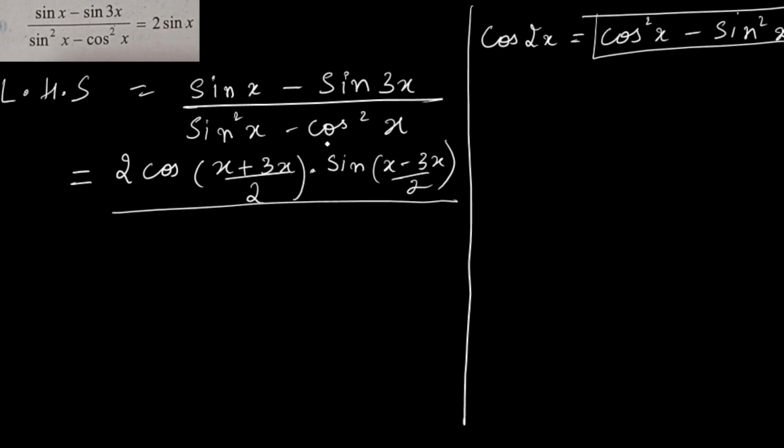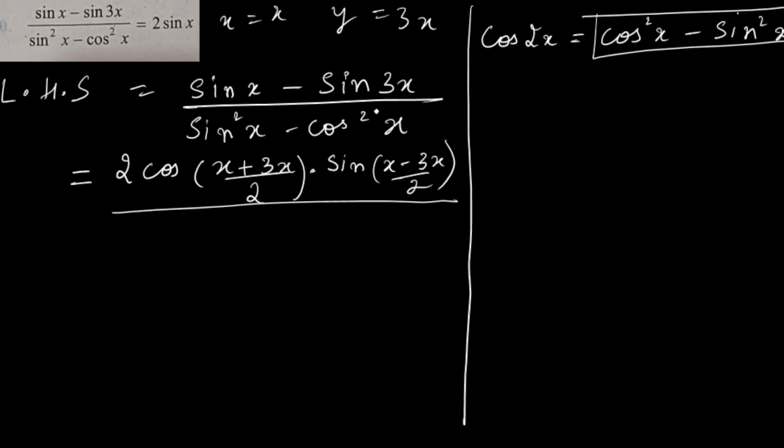So I have used the formula of sin x minus sin y, which is equal to 2 cos (x plus y) by 2 into sin (x minus y) by 2. Here x is x only, y is 3x. So here, because the angle will be negative, don't try to do rearrangement and make it positive. Let it be negative only, no problem. And now let's see the denominator part.